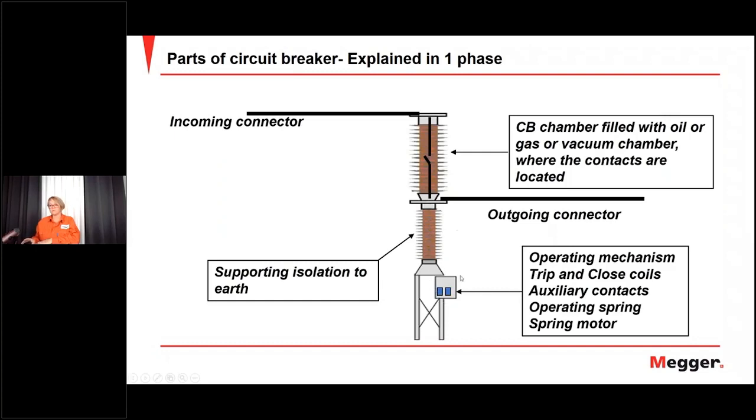Here is the control cubicle, and it contains down here the operating mechanism, the trip and close coils, which are controlling this spring mechanism, and the auxiliary contacts. We're going to talk about these parts more later. It also contains the spring and the spring motor. You need a spring motor to charge the operating springs. And this, as you see, is only shown in one phase.